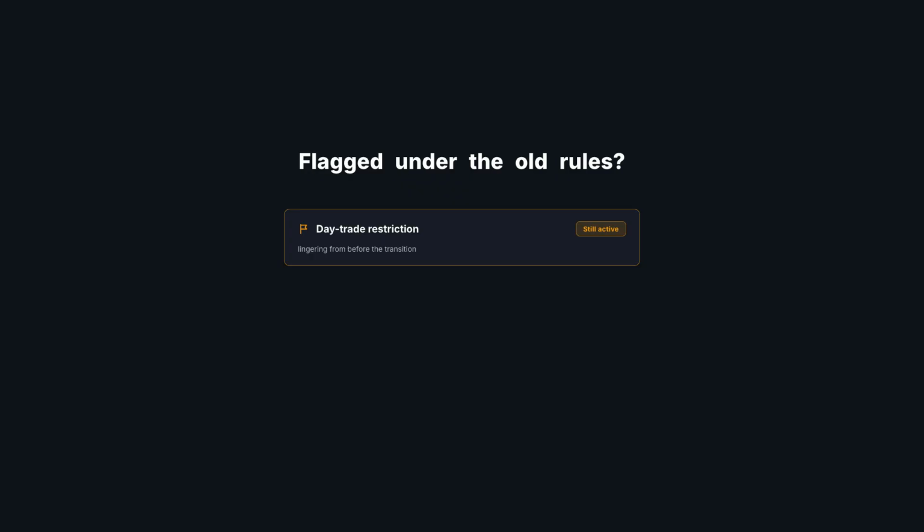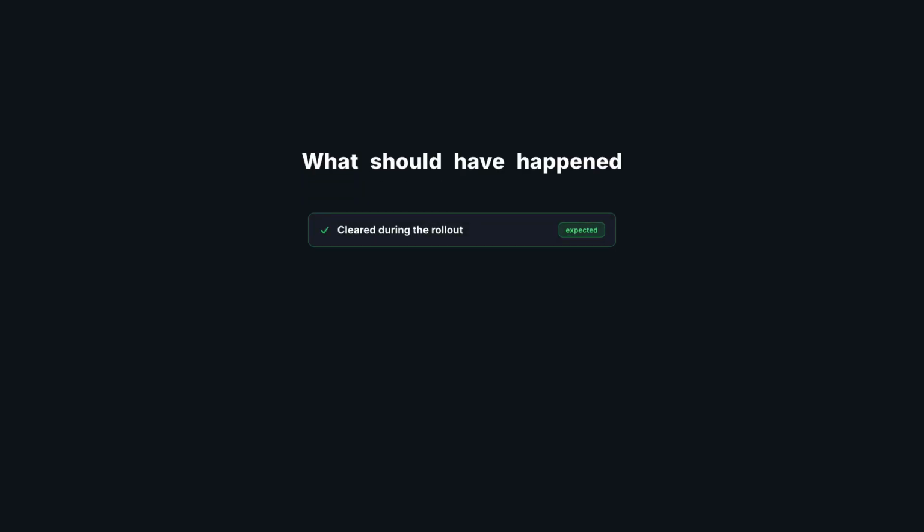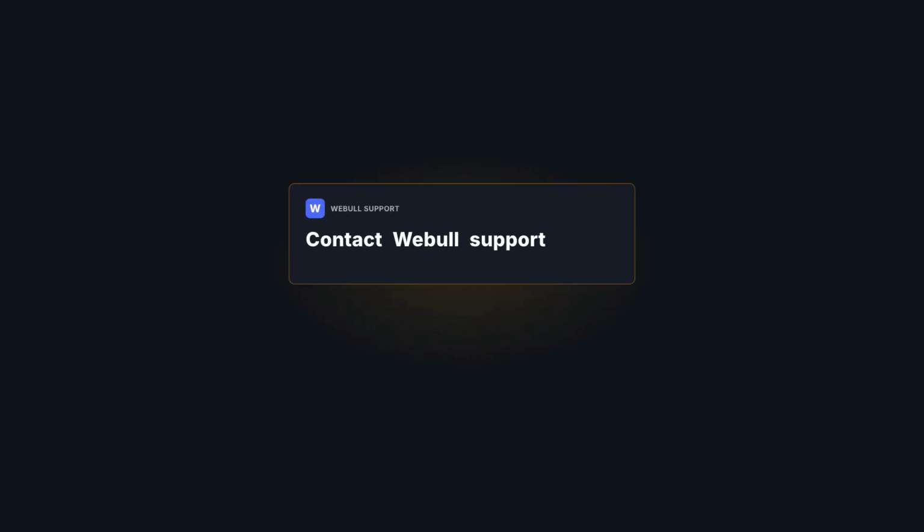Now, if you were flagged under the previous rules and you're still seeing some kind of restriction lingering on your account from before this transition, that's worth reaching out to Webull's support directly about. The general expectation across the industry during this rollout was that existing flags on qualifying accounts would get cleared as part of the change, not carried forward indefinitely. So if something's still sitting there, that's likely an issue worth flagging to them directly rather than something you're expected to fix yourself.